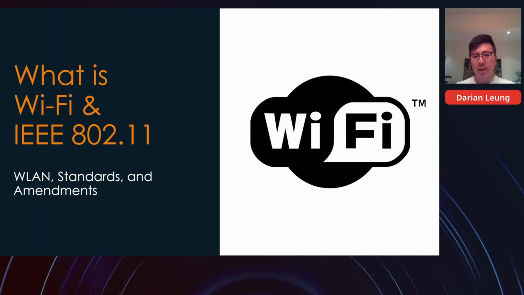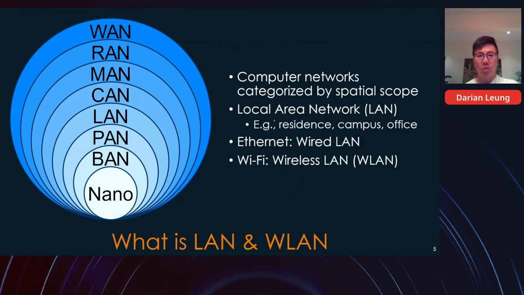So, what exactly is Wi-Fi? In short, Wi-Fi is a technology for wireless local area networks. Well, what is a local area network? In the world of computer networking, networks are classified by spatial scope. At one end, we have nano networks, on the scale of nanometers. At the other end, we have wide area networks, which span countries and continents. Local area networks, otherwise known as LANs, are typically at the scale of hundreds of meters. So think residences, offices, schools, etc.